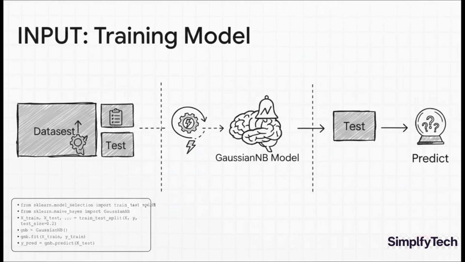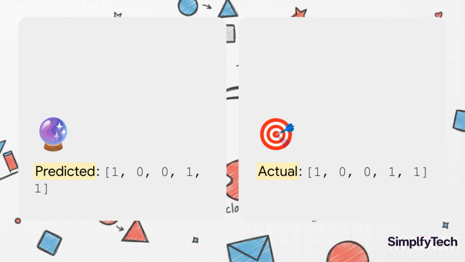We split our data, holding back 20% so we can test our model on data it's never seen before. Then we import GaussianNB, create an instance of it, and we train it with one single command. gnb.fit. That's it. Our model has just learned all the patterns from the training data. Then we immediately use it to make predictions on that unseen test data. And here we go, our first look at the results. Just looking at the first 5 predictions on our test set, they match the actual values perfectly.